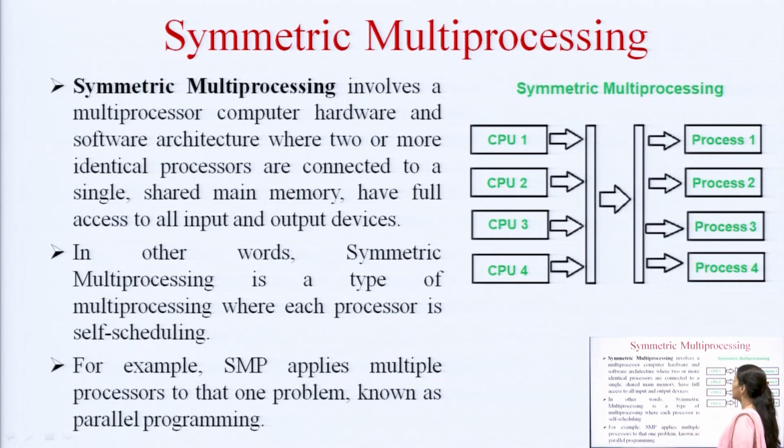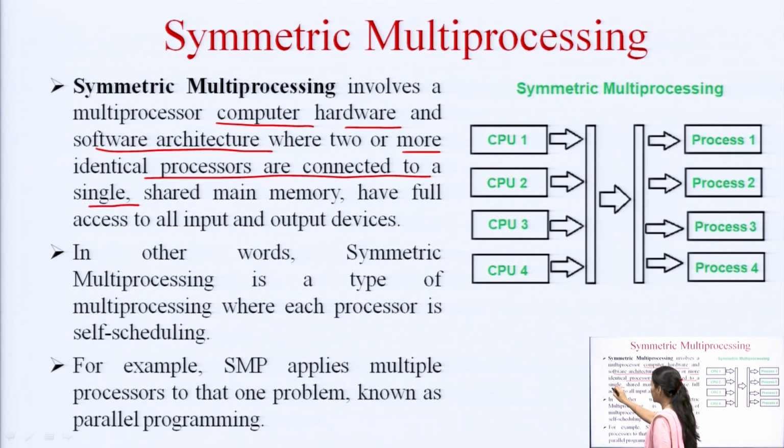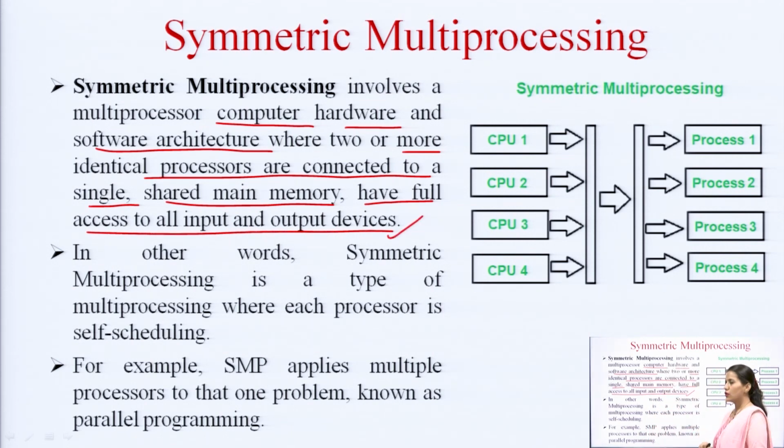When we talk about symmetric multiprocessing, it involves a multiprocessor computer hardware and software architecture where two or more identical processors are connected to a single shared main memory and have full access to all the input and output devices. So, we can see that in symmetric multiprocessing systems, all the CPUs are treated equally. How? Because they are connected to a single shared main memory and have full access to all the input and output devices. In this way they can access all the resources and they share the same memory, so they are given full access to all the resources equally.